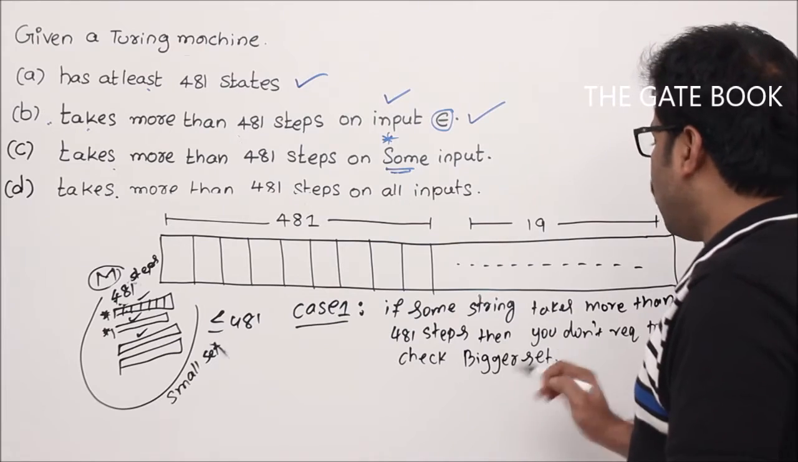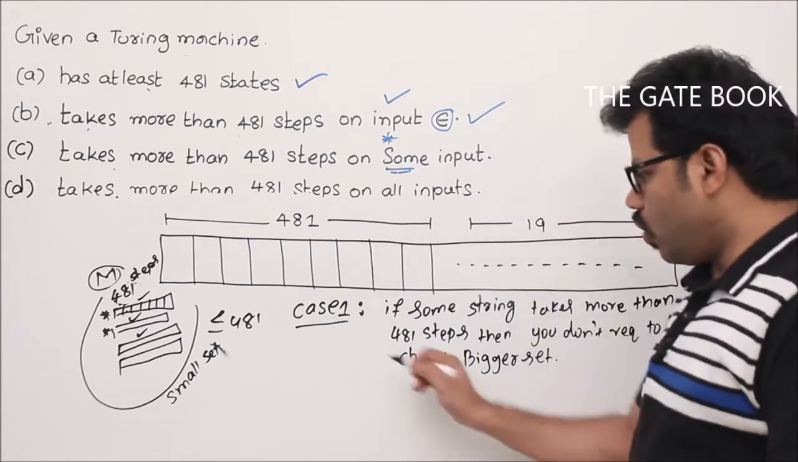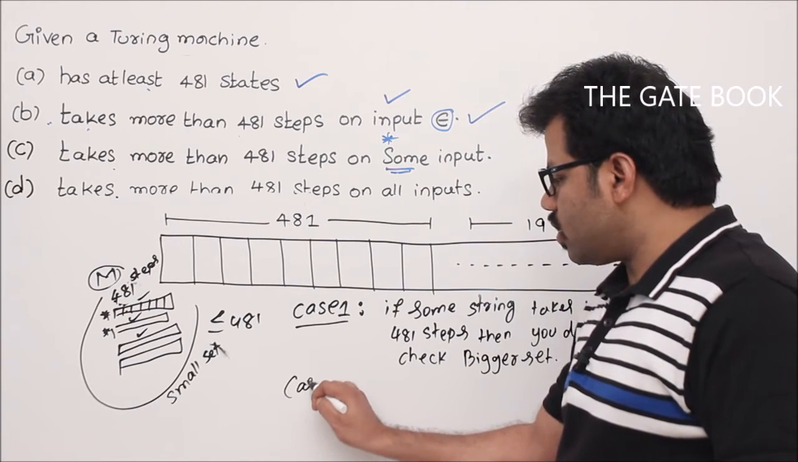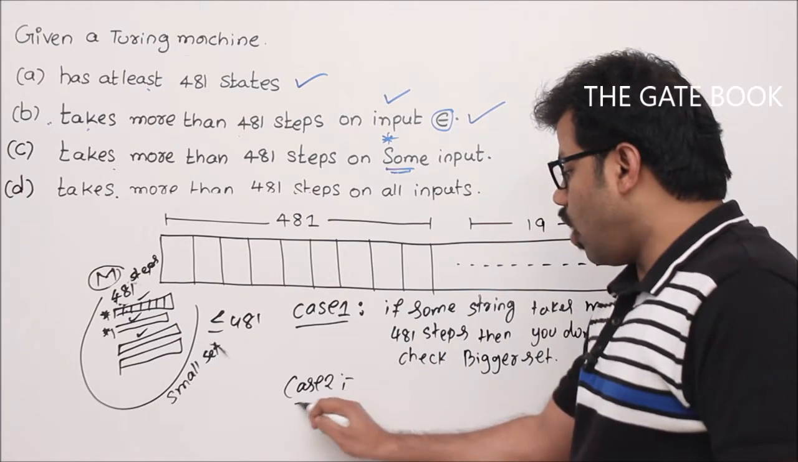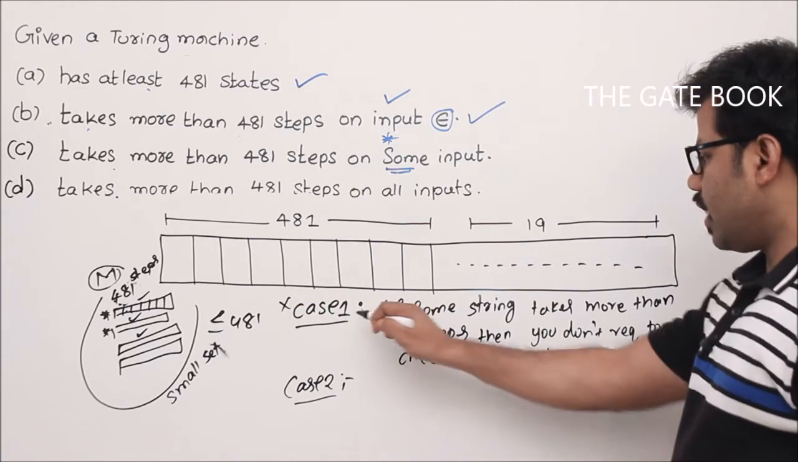The bigger set is nothing but my intention: all the strings whose length is greater than 481. So you agree, I think, right? Now only case 2 we have to cover. What is that? What if it is case 2? What is case number 1?